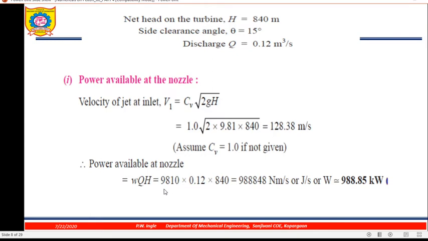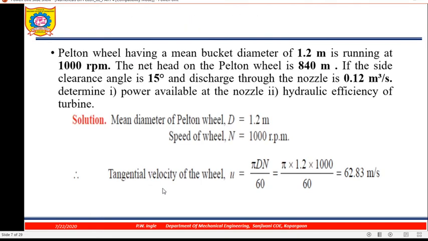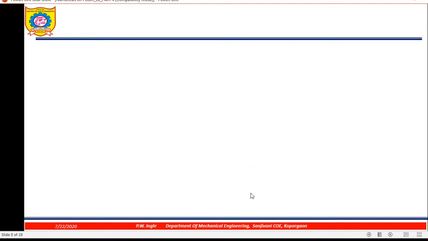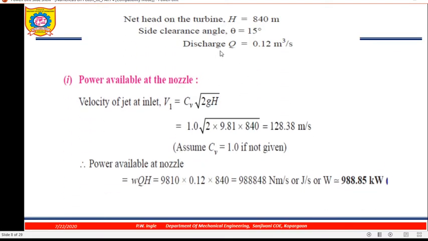Sorry. Before that we have to calculate what? Yes, mean diameter of wheel and speed is given. So U is pi D N by 60. Then power available at nozzle. So calculate V1. How much it is? 128.38. Now W into Q into H. So by putting the value of W 9810, W is what? Rho into G, 0.12 into 840. So you are getting what? Power in watt first, then divided by 1000, you are getting kilowatt.